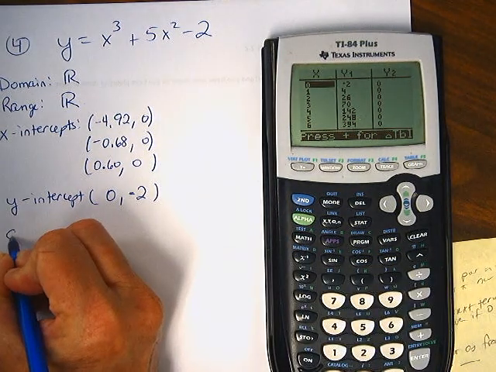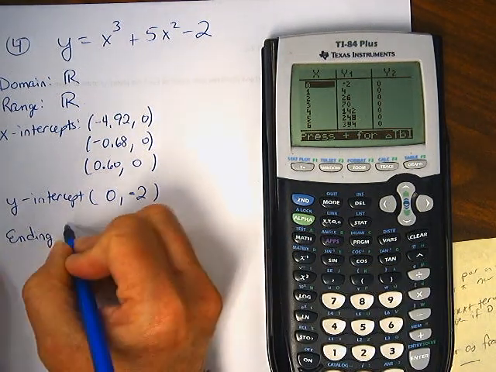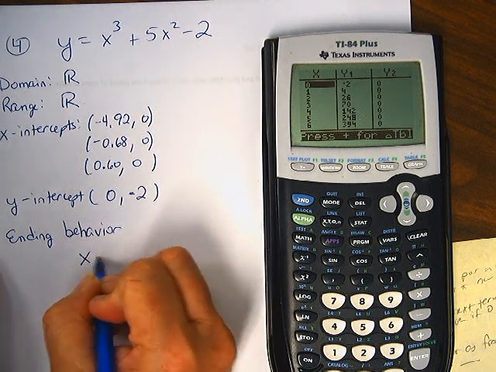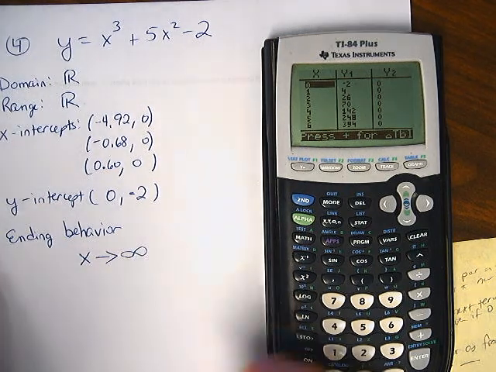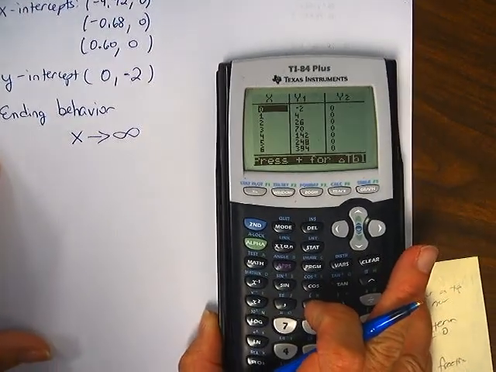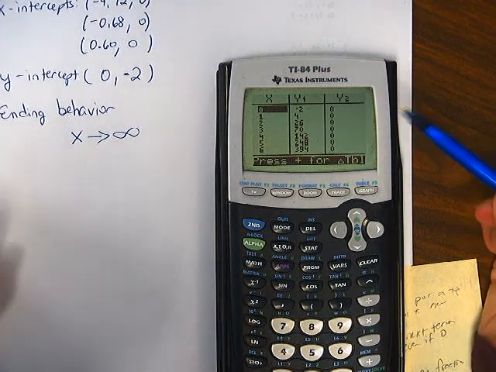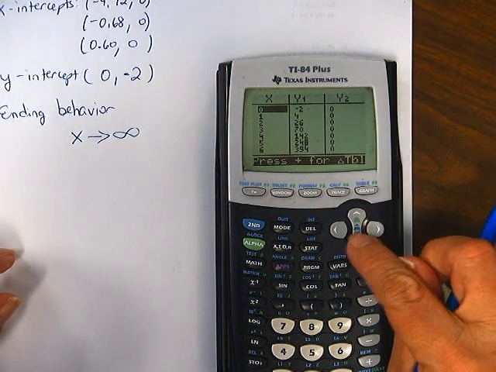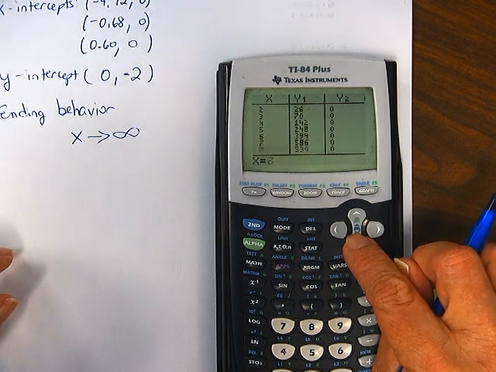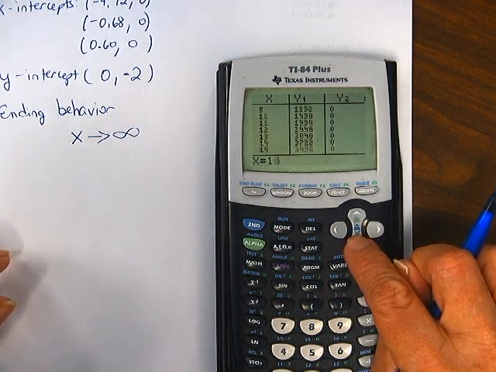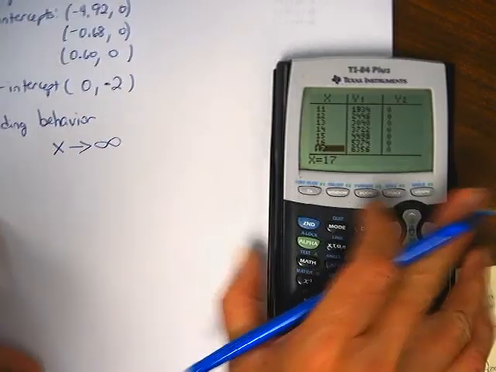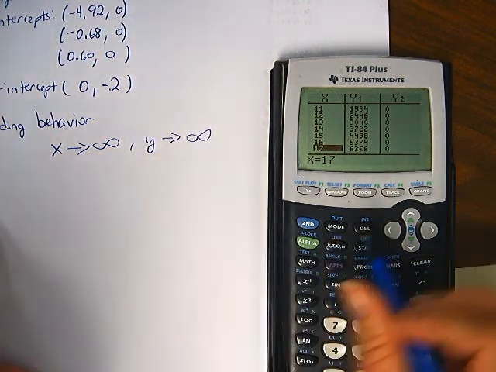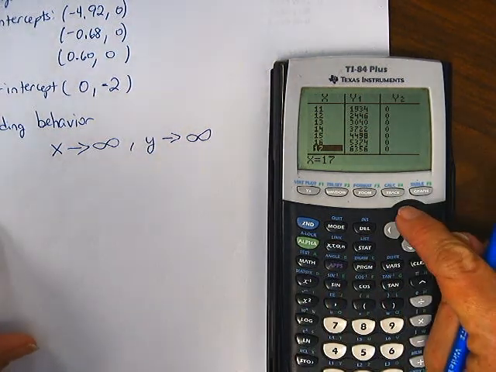Last thing we need is our end behavior. So again, this means when x approaches positive infinity. So as x is getting bigger and bigger, what is y doing? Well, we can look at our table to find this as well as our graph. As x gets bigger, what's happening to our y values? Look at those. They're getting much, much bigger. So y is approaching positive infinity as x approaches positive infinity.